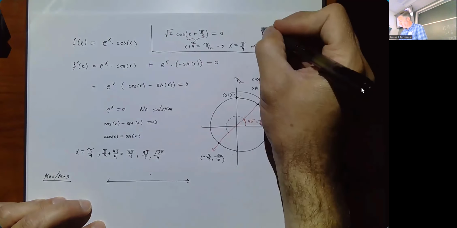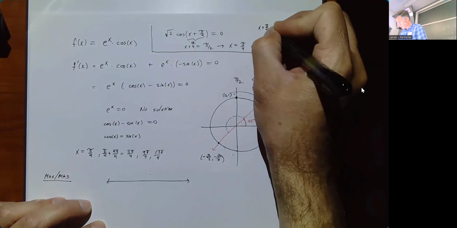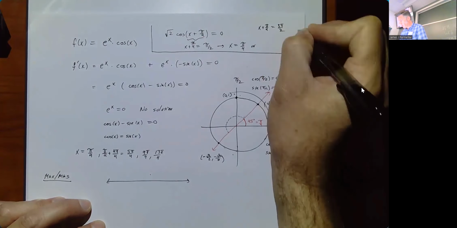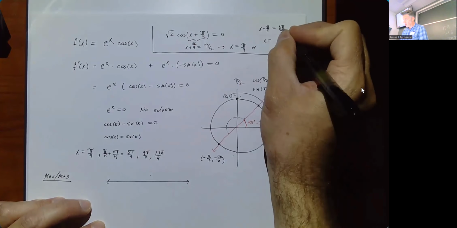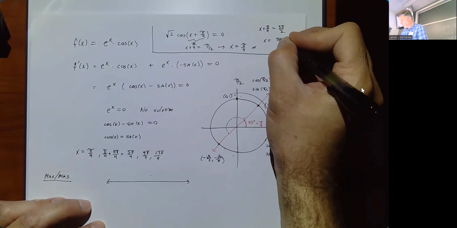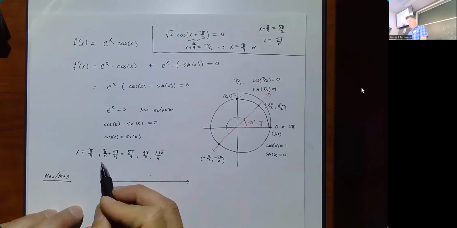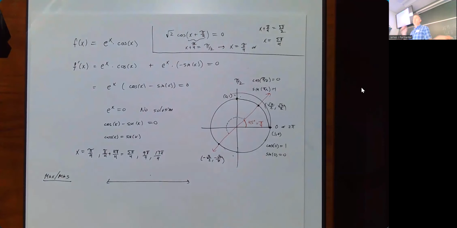Or if you want the angle x plus pi over 4 to equal 3 pi over 2, you're going to get x equal to 3 pi over 2 minus pi over 4, which is going to be 5 pi over 4. So you get the same results, just in a different way. Either way is totally fine.